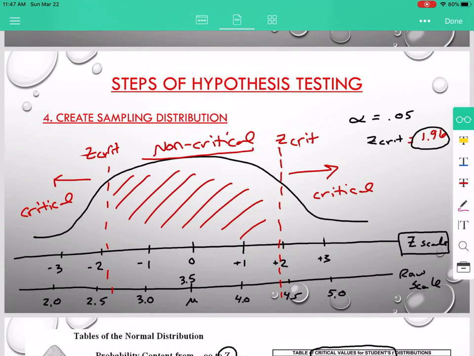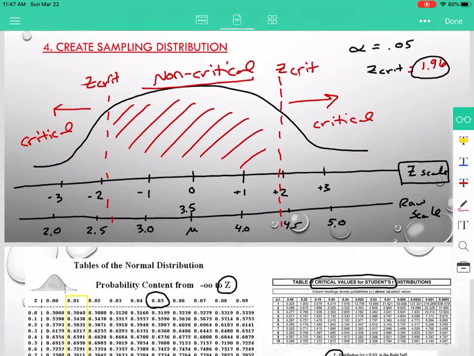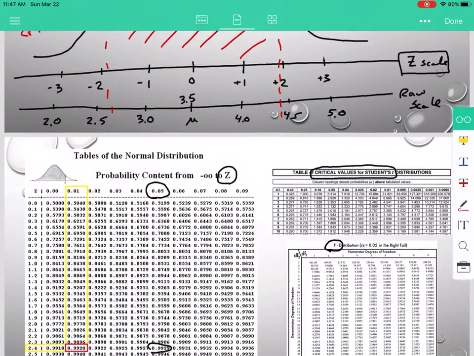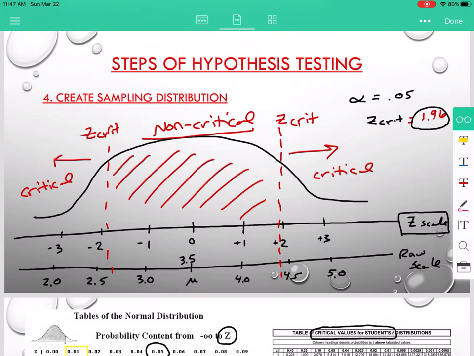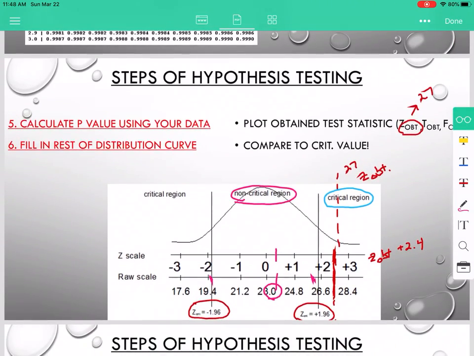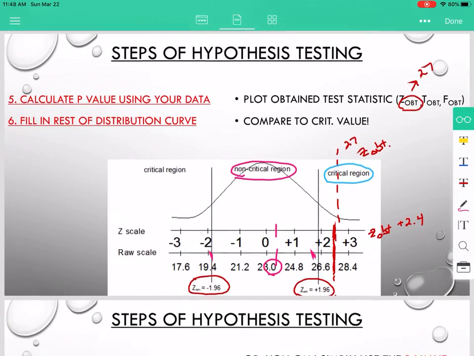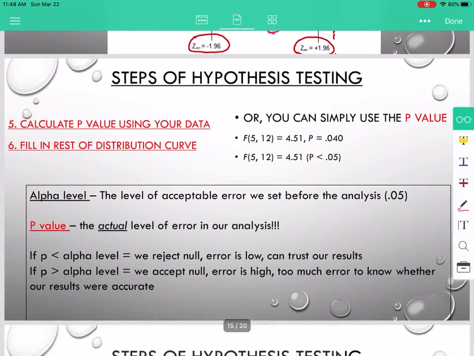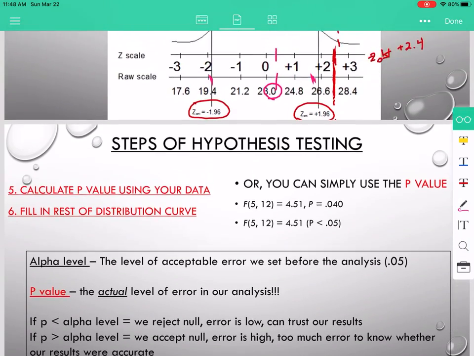By our critical values. If I go back, we set up our z-scale and our raw scale. We went to a table to get our critical value, and then we plotted our critical value. After plotting the critical values, we could set up a non-critical zone in the middle, and then either end were our critical zones. So that way, when I get my z or t or f obtained, I can clearly see whether it falls in the critical region or the non-critical region. Boom. Now, we're also going to get a p-value.